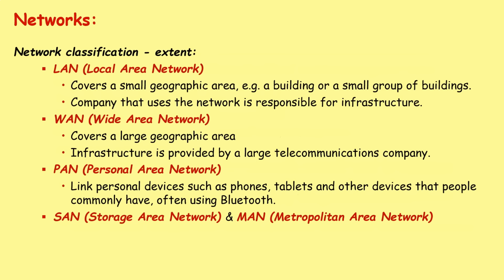We have different ways of classifying networks. Let's have a look at extent. A local area network covers a small geographic area, for example, a building or a small group of buildings. The company that uses the network is responsible for the infrastructure. WAN, wide area network, covers a large geographic area, for example, a city, a county, a country, continents even. Infrastructure is provided by a large telecommunications company that leases or rents out access to the network to other businesses.